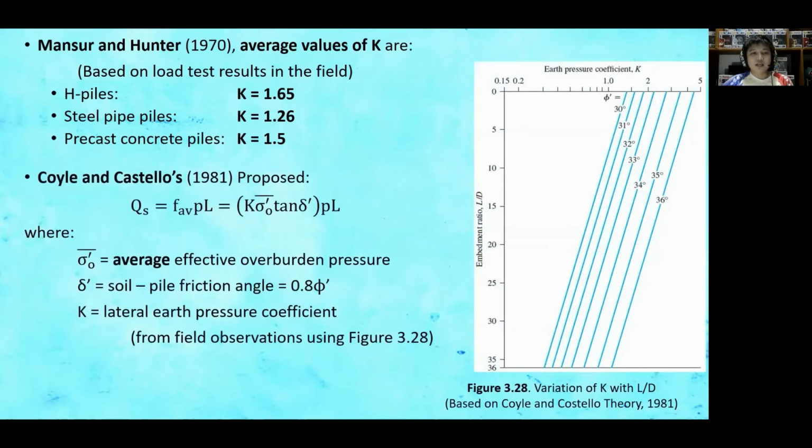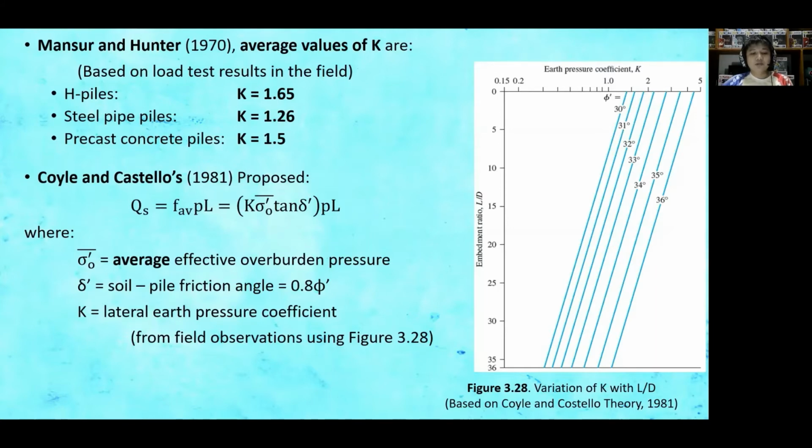For Coyle and Castello's method, they propose for Q sub S, which is equal to F bar times P times L, wherein F bar is K times sigma O prime bar times the tangent of delta prime, multiplied to P times L, where sigma O prime bar is the average effective overburden pressure. The delta prime is the soil pile friction angle that is about 0.8 of phi prime for Coyle and Castello's. For K, that is the lateral earth pressure coefficient.